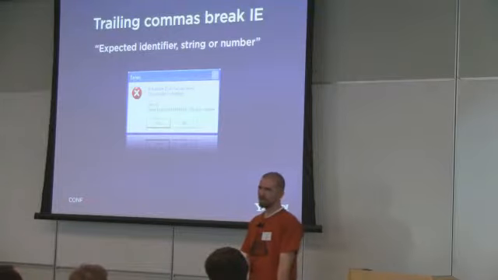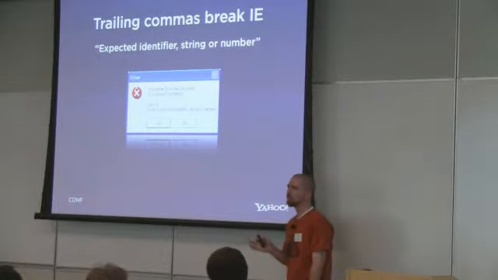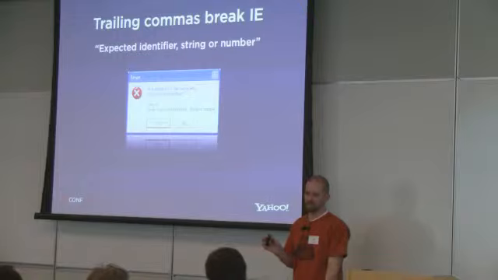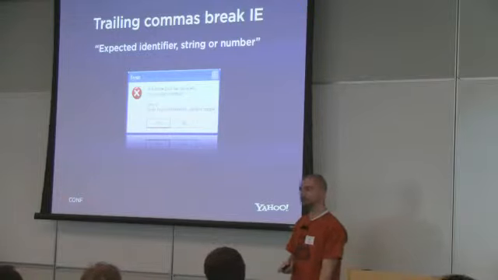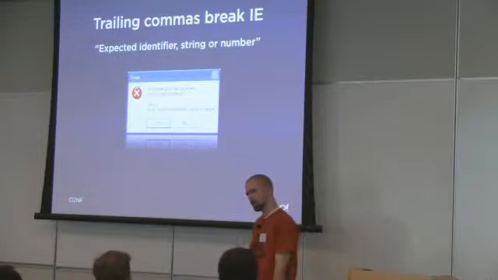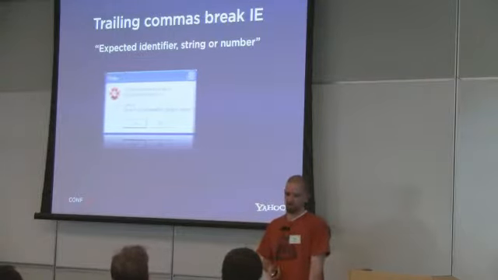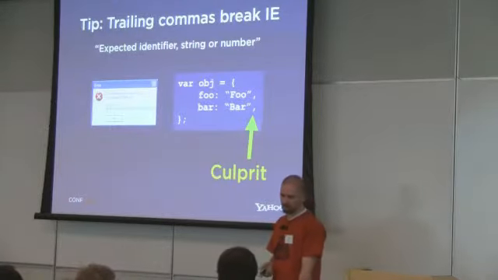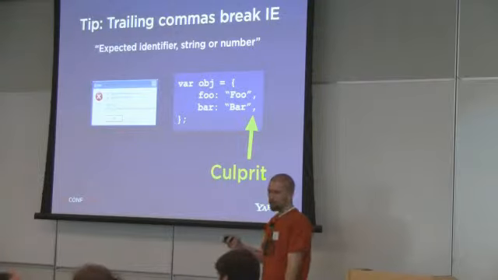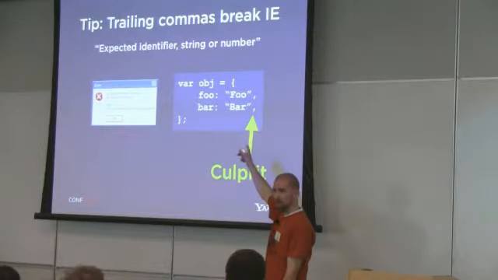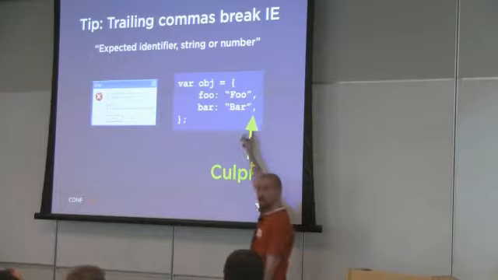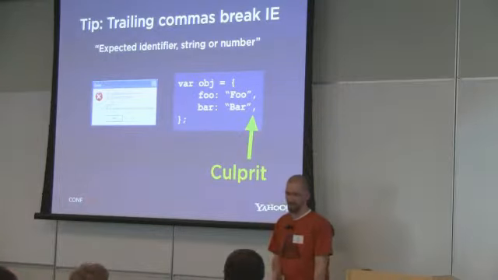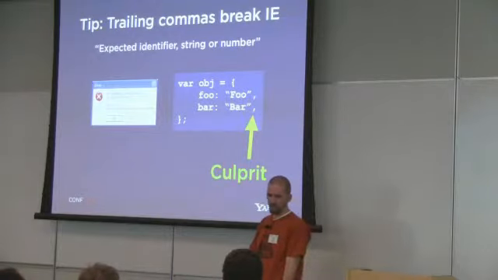Trailing commas break IE. This comes up time and again, over and over again. If you load up a page and it doesn't work in IE, and it gives you the expected identifier, string or number error, you have a trailing comma somewhere. So if you have an object that you're declaring, with foo and bar, that's your culprit right there. This is the reason that your page is not working. The same applies for arrays also. So just be wary of your trailing commas.